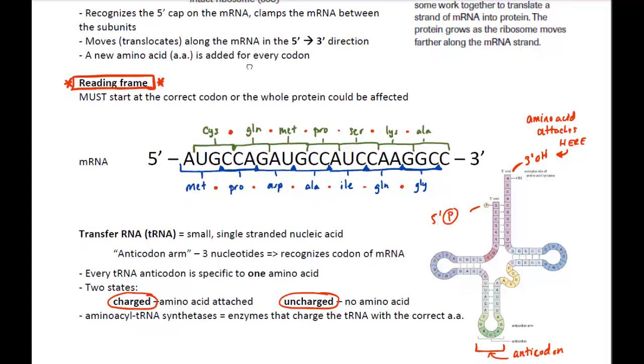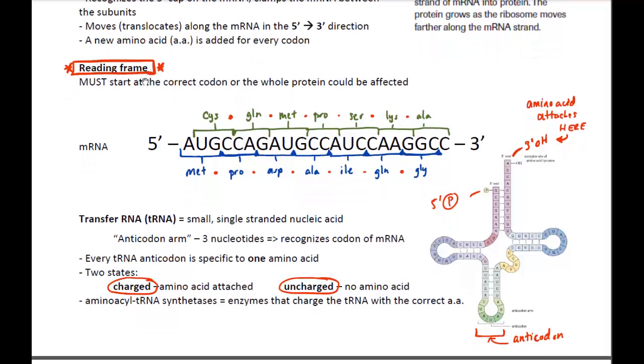We've got something called a reading frame. This is really important, and it's going to come up again when we talk about mutations. You have to start at the right codon, or the whole protein could be affected. Okay, so here's our AUG. This is where we should start, and we would add in a methionine, then CCA codes for proline, GAU for asparagine, so on and so forth, alanine, isoleucine, doesn't really matter.